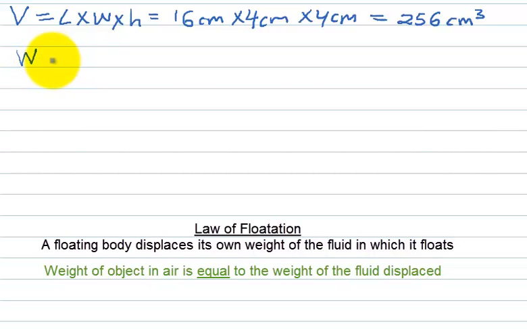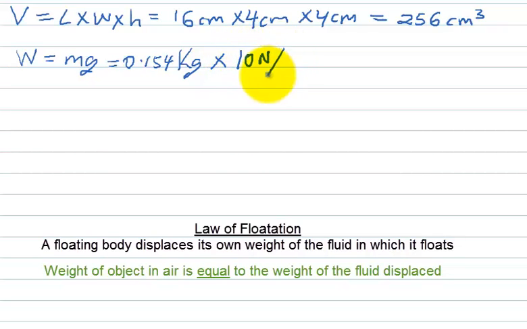So weight is equal to mg. Now we know that the mass of the liquid displaced is 154 grams. This is the same as 0.154 kilograms. And then we multiply this by the value of the gravitational field strength, which is 10 newtons per kilogram. And this gives us 1.54 newtons. This is the weight of the liquid displaced.